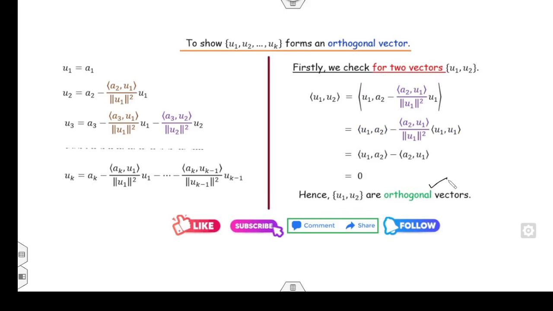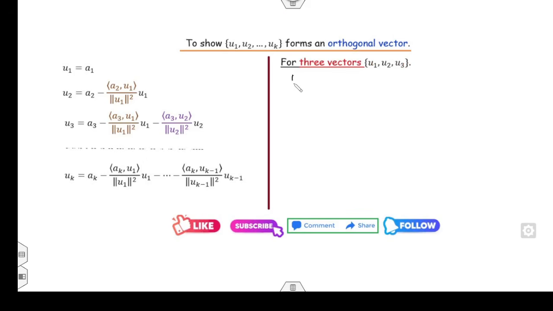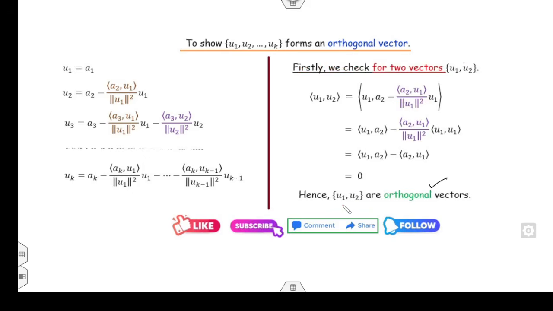Now let's start with the three vectors u1, u2, u3. Your target is to prove u1, u2 is 0. Your target is to prove u1 and u3 is 0. And your target is to prove u2 and u3 is 0. These are your targets. If you prove these three equations, then it means the three vectors are orthogonal. This we already proved: u1 and u2 is 0.